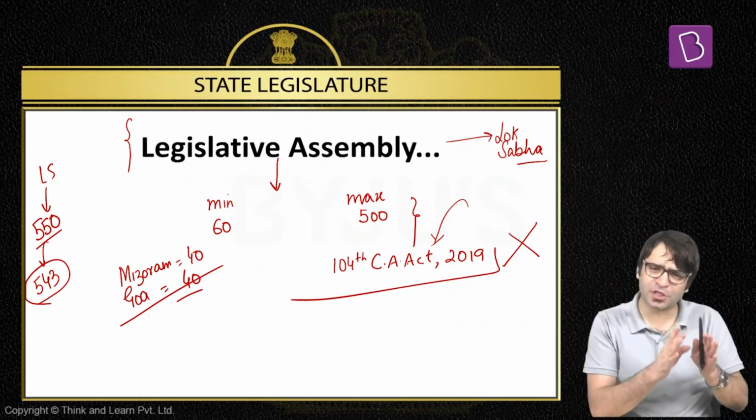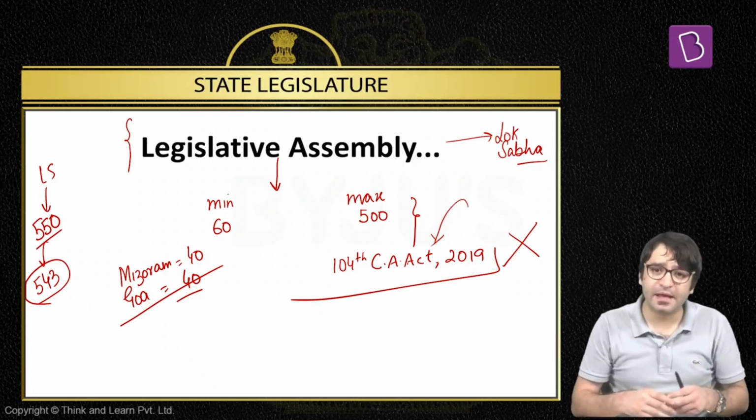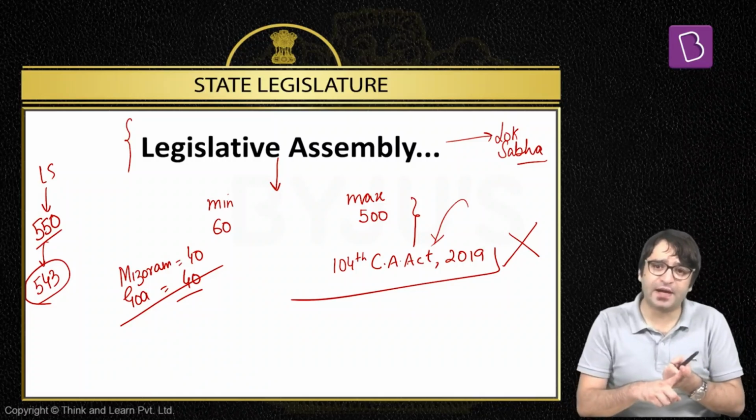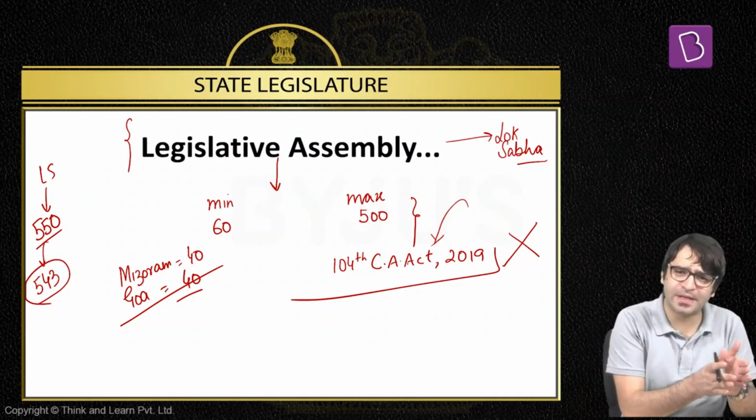That means all those disqualifications which apply in case of a Lok Sabha MP, same disqualifications apply in case of a member of legislative assembly as well. Anti-defection law. A member of Lok Sabha can be disqualified on the grounds of defection. A member of legislative assembly can also be disqualified on the grounds of defection. Which means, long story short, whatever is true for legislative assembly, that is true for Lok Sabha as well.